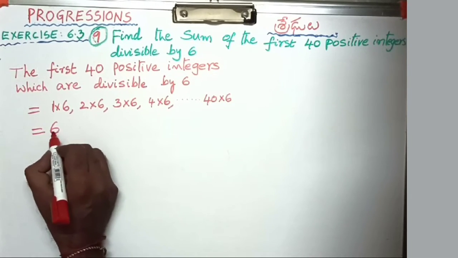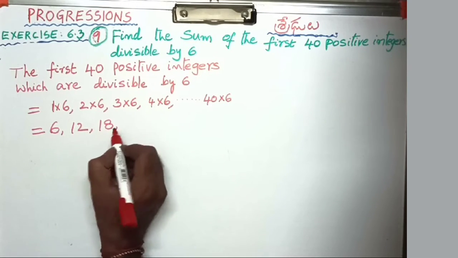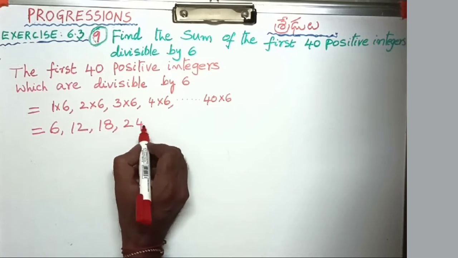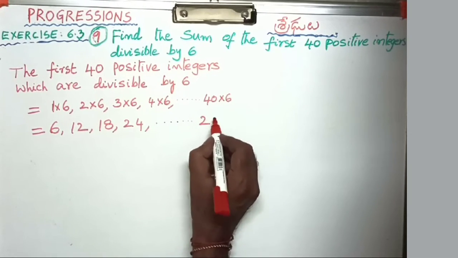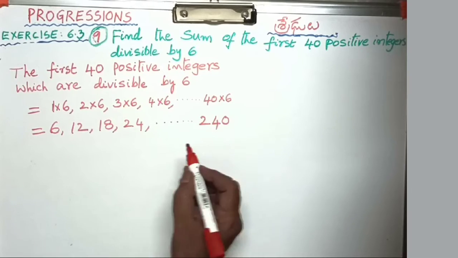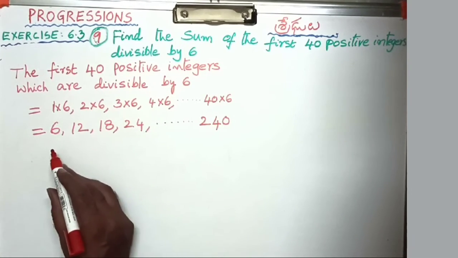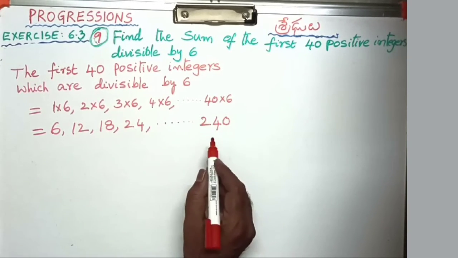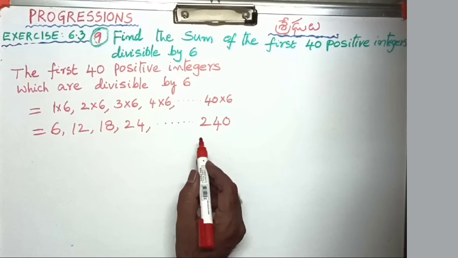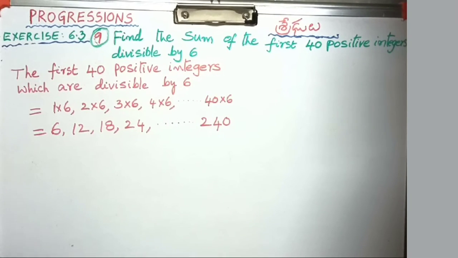1 6 are 6, 2 6 are 12, 3 6 are 18, 4 6 are 24. ఓకే, అప్ టు 40 కదా, 240 అవుతుంది. అంటే దీస్ ఆర్ ద ఫస్ట్ 40 పాజిటివ్ ఇంటీజర్స్ విచ్ ఆర్ డివిజిబుల్ బై 6. అంటే మొదటి 40 సంఖ్యలు అంటే 6 చే భాగించబడే మొదటి 40 సంఖ్యలు ఇవి అవుతాయి అన్నమాట.